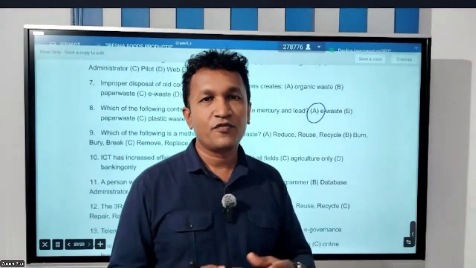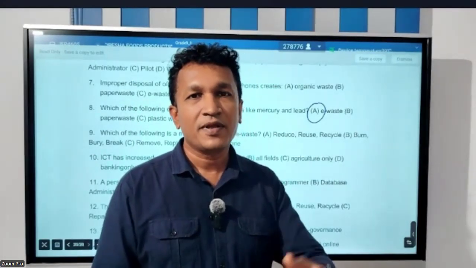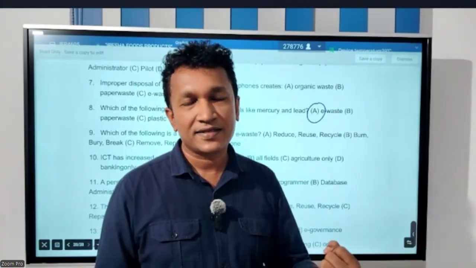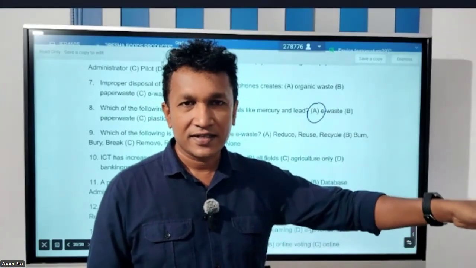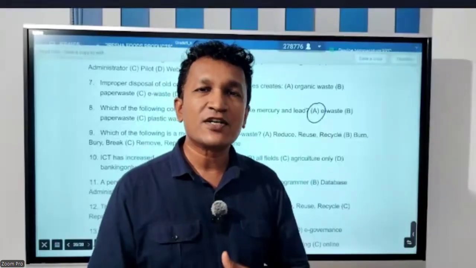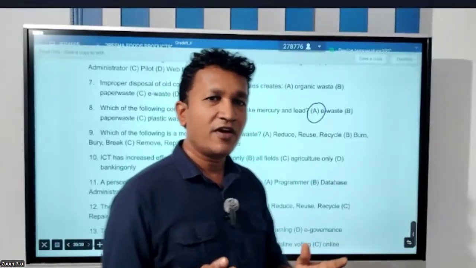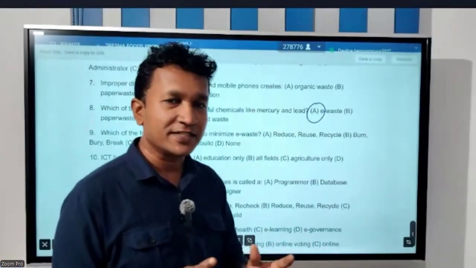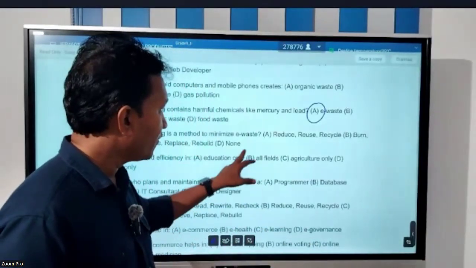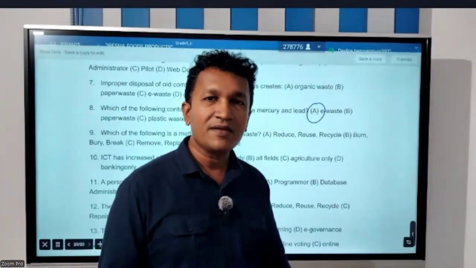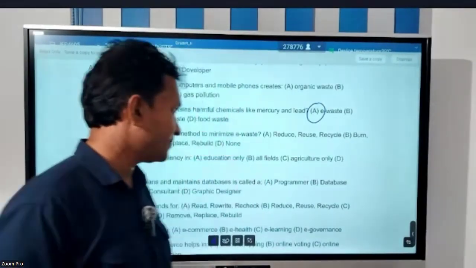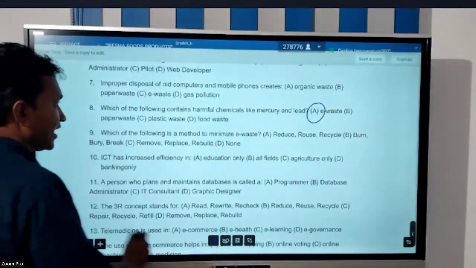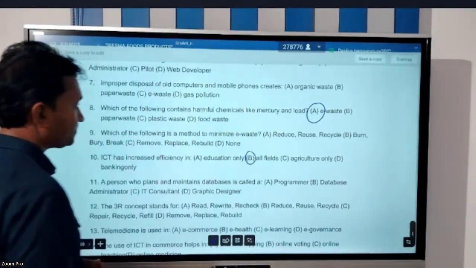Why? We can do online transactions. We don't need to go to the bank. We can pay online. We can transfer funds online. We can purchase online, right? So therefore, it is very efficient. So therefore, all fields are getting benefited because of these ICT applications.